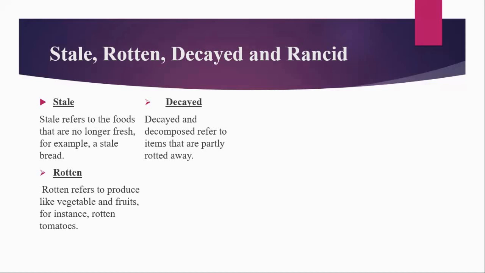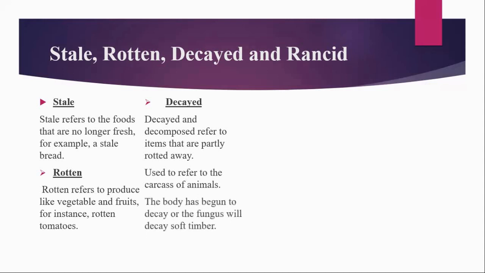Let's look at the meaning of another synonym in the same group, that is decayed and decomposed. Although I did not mention decomposed, both of these synonyms refer to items that are partially rotten away. It's mostly used to refer to the carcass of animals. For instance, we say the body has begun to decay, or the fungus will decay soft timber, right? It's similar to the process of decomposition, things that are partly rotten away.